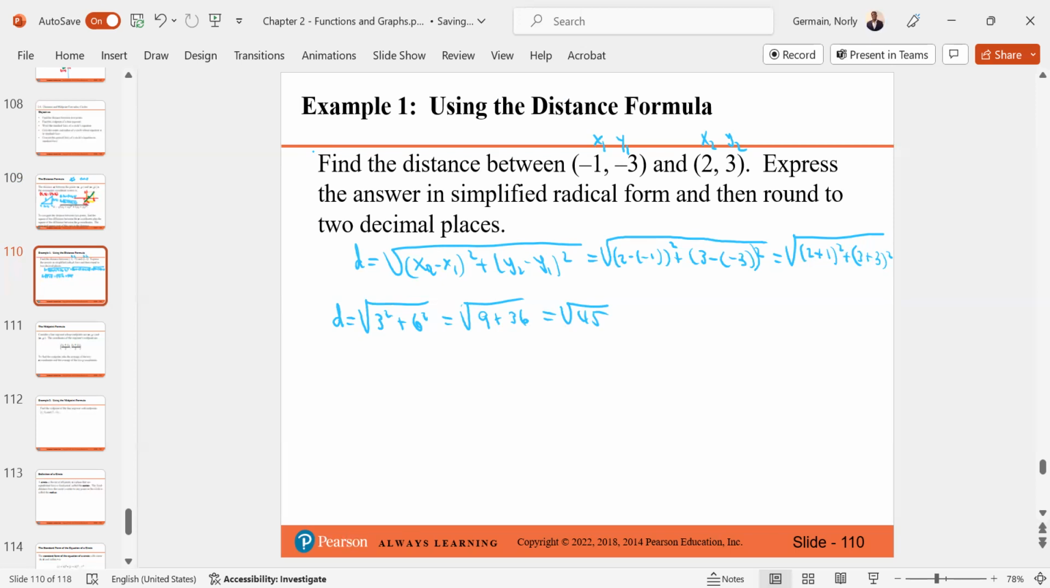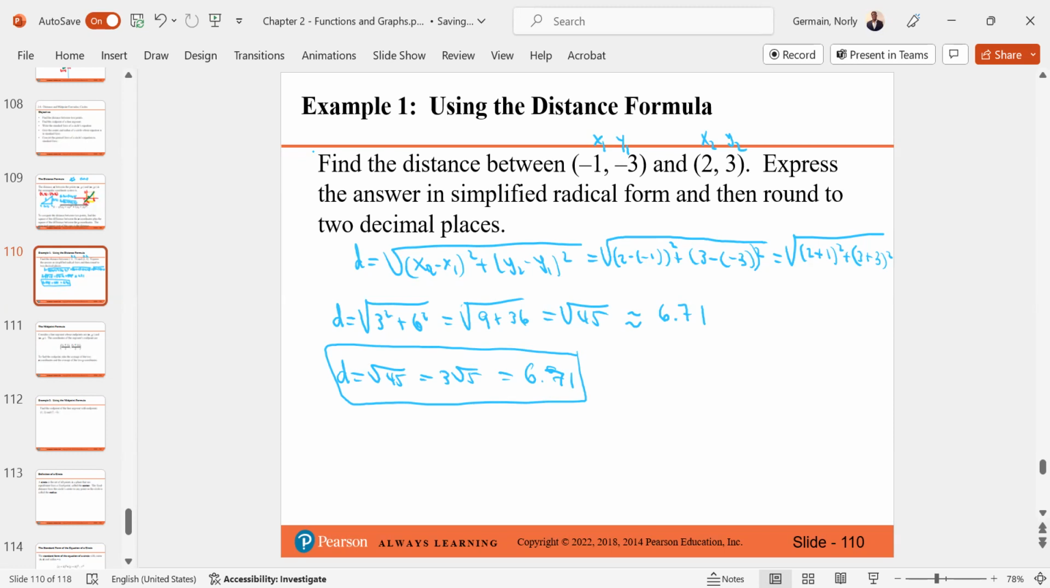Or please do it in your calculator because they ask you for 2 decimal places. In your calculator, it will give you 6.71. So the distance can be square root of 45, or you can say it's 3 root 5, or you can say it's 6.71. Of course, it all depends on how you are asked to provide the final answer. Okay, that's very important to verify. If you're okay with that, then we can just continue.